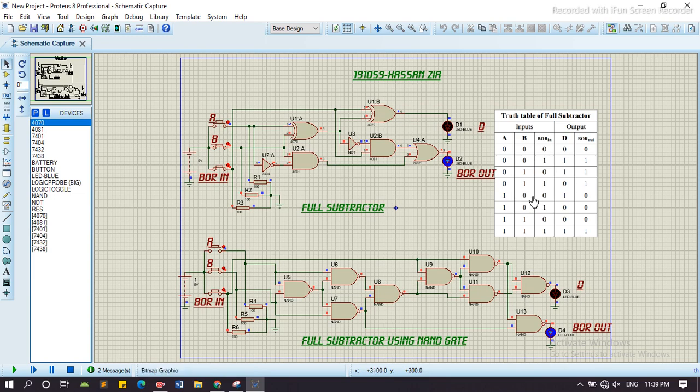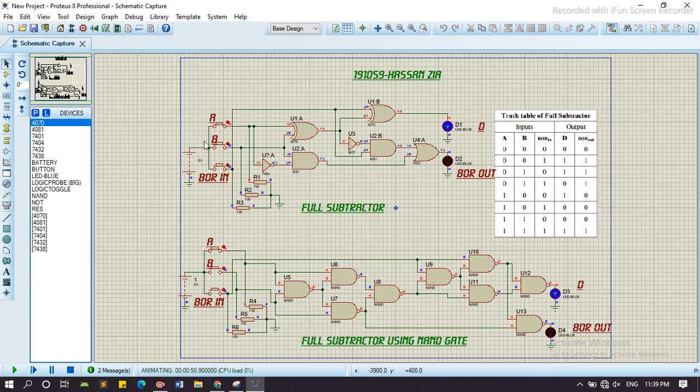Now A is equal to 1, and the other inputs B and borrow in are 0 0. We can see that the difference is equal to 1 and borrow out is equal to 0. Similarly here, now we go to the next.